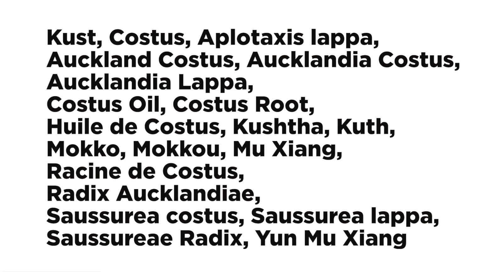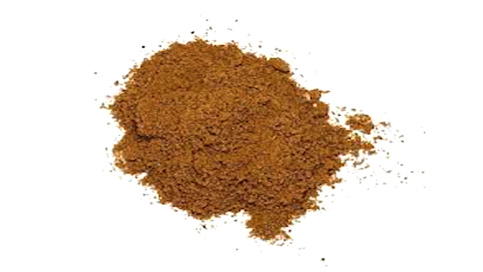Just take a look at this slide. Kyst, Costus, Aplotaxis lapa, Auckland Costus, Aucklandia Costus, Aucklandia lapa, Costus oil, Costus root, etc. A powder is made from the root of this plant. This is a bitter powder with a pungent odor which surpasses many synthetic drugs in its medicinal properties.